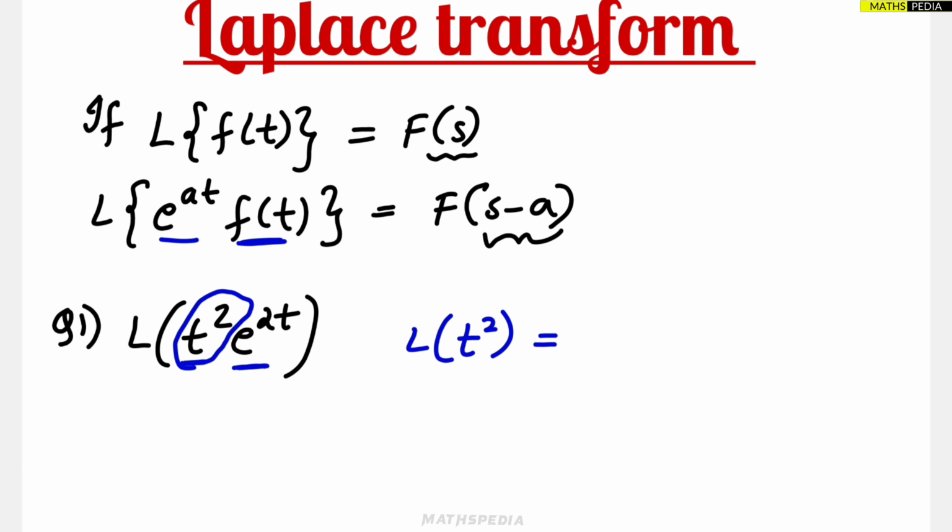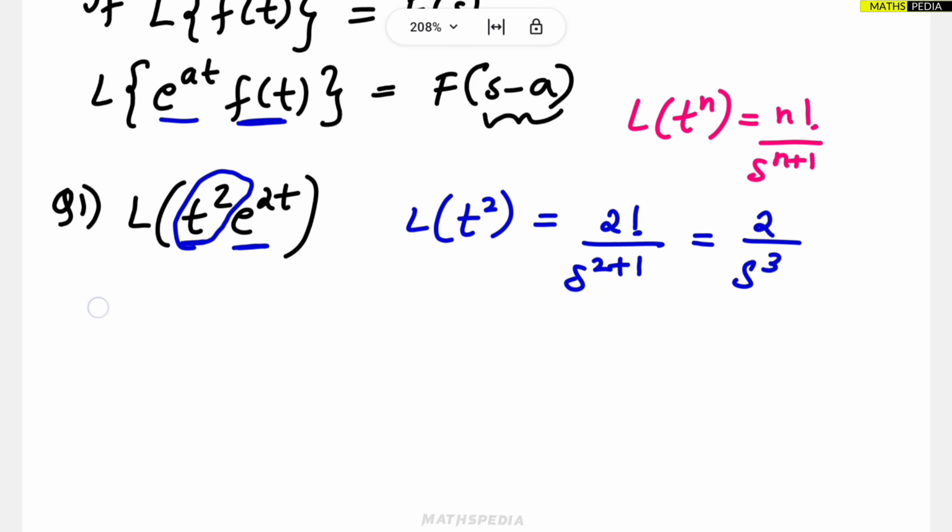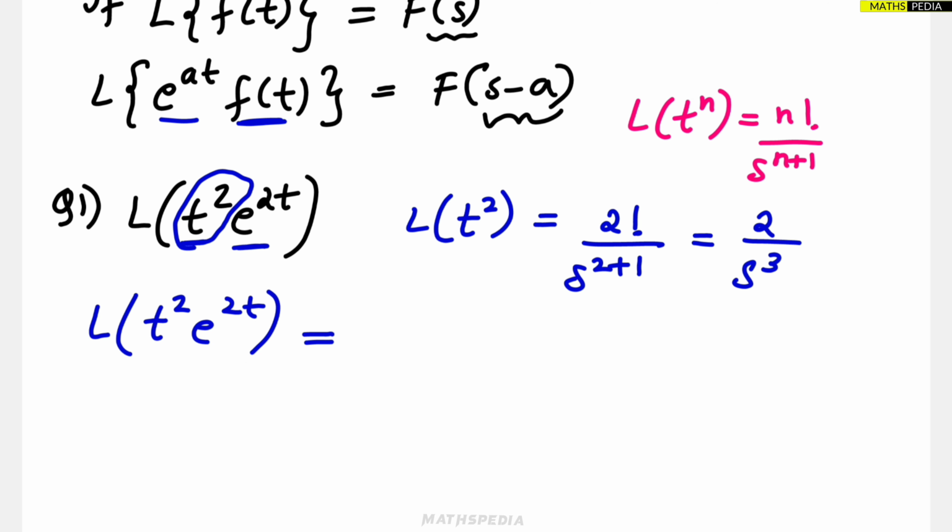What is that? We know the formula, we have already discussed that the Laplace transform of t power n is equal to n factorial by s power n plus 1, whenever n is a positive integer. So here, 2 factorial divided by s power 2 plus 1, which is 2 into 1, which is 2, divided by s power 3. So here you got the Laplace transform of t square. Now I need the Laplace transform of t square into e power 2t, right?